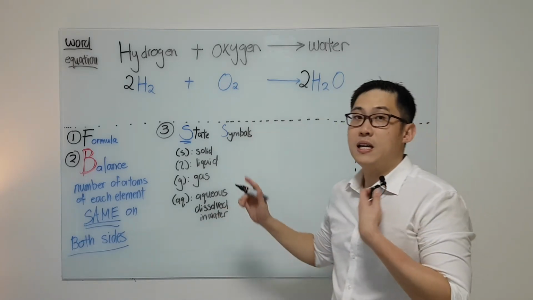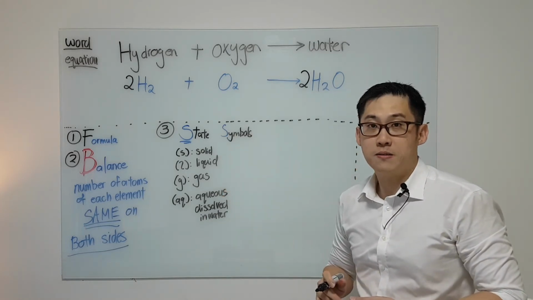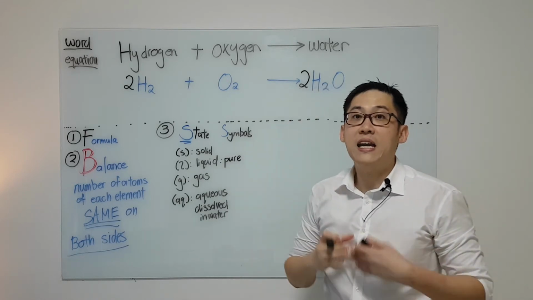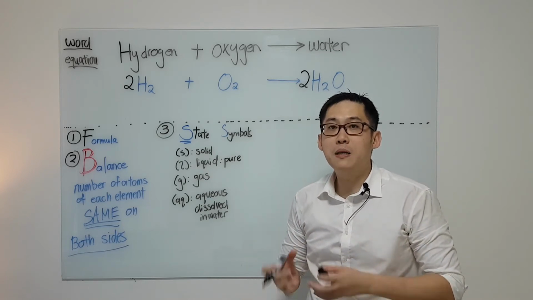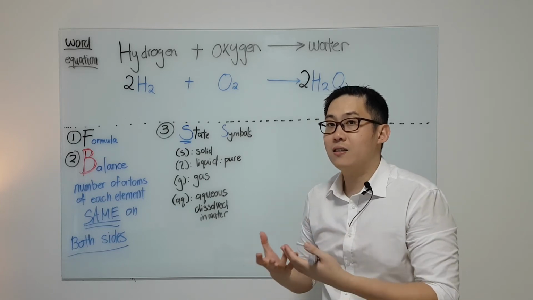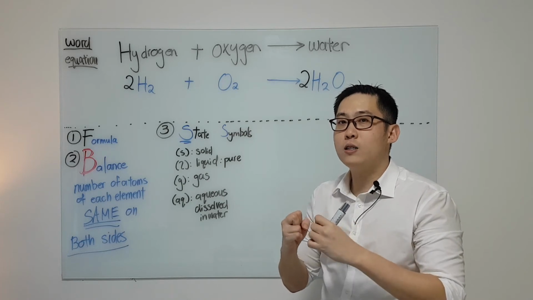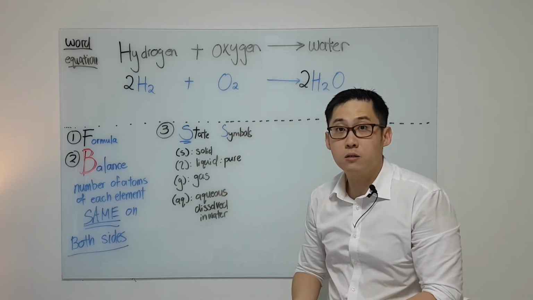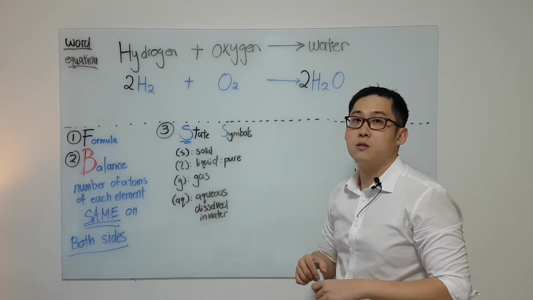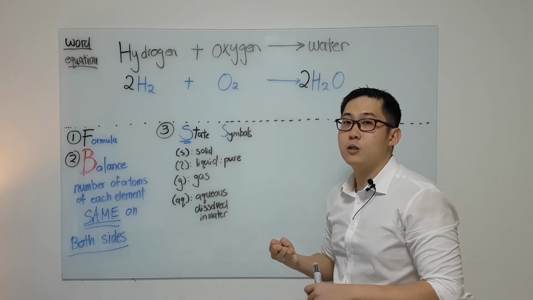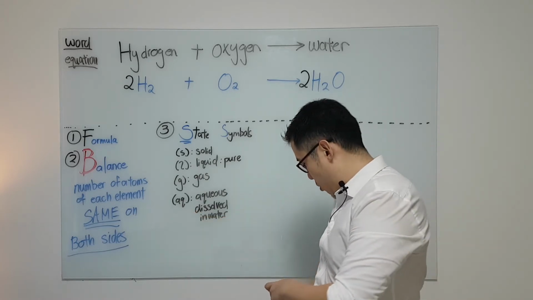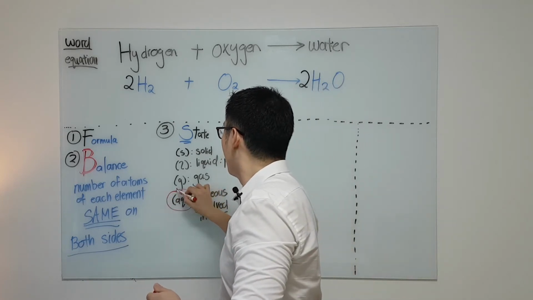Now, there's a difference between liquid and aqueous. A liquid is pure. If I were to say sodium chloride liquid, it simply means that I'm taking a solid cube of sodium chloride salt and heating it until the entire cube of solid salt becomes liquid through melting. If I were to say NaCl, sodium chloride, aqueous, it means I'm taking this sodium chloride salt and dissolving it in water. So there is a difference between your aqueous and your liquid.